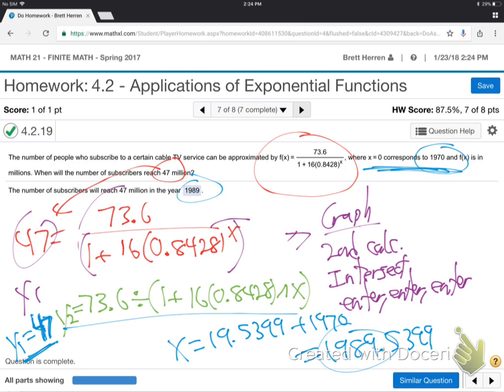Been doing a lot of graphing calculator stuff, huh? So I found my answer from the graphing calculator, 19.53. I added 1970 because that's when this started. Time is 0 in 1970. Got 1989.53. Leave the answer at 1989 because it's in the year 89. It's just late in that year. I think we might finish this section.